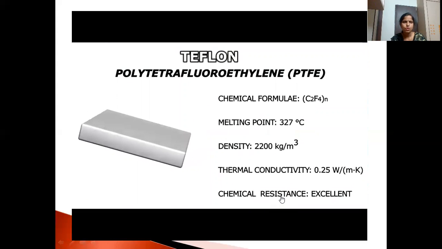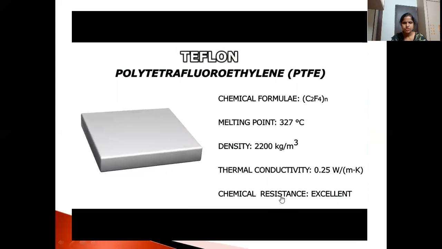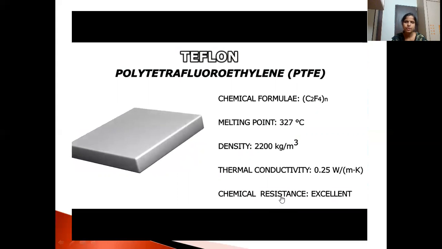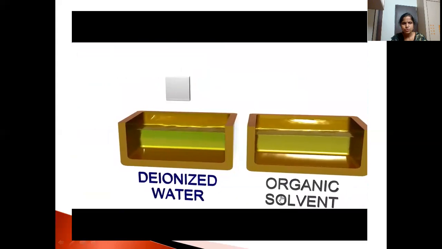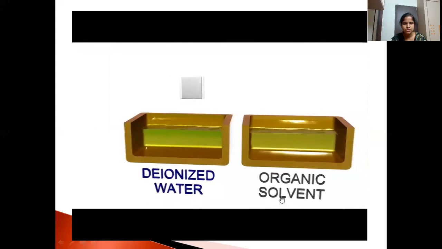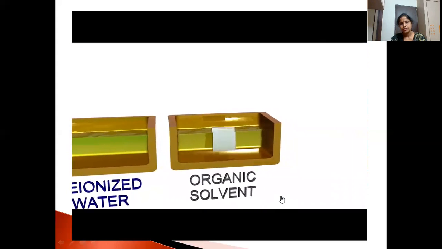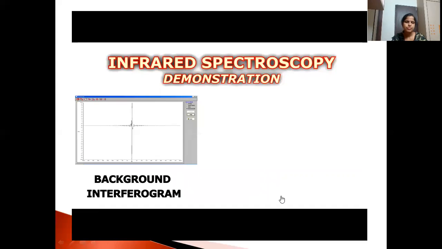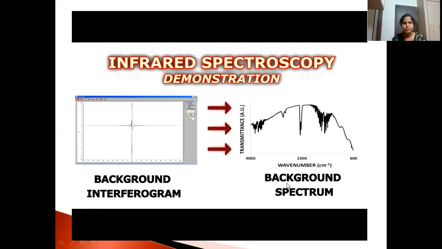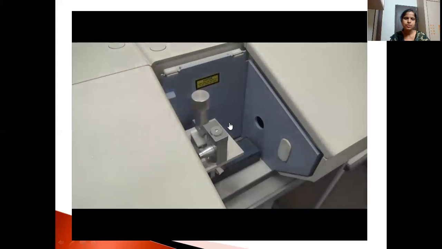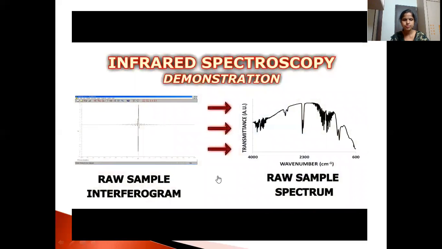Now we'll see, taking the example of Teflon, which is polytetrafluoroethylene and is chemically resistant, how to record its spectrum. First we have to clean the sample using deionized water and then organic solvents, and then first record the background interferogram. This background spectrum appears in this way, and it is due to the moisture and carbon dioxide present in the machine. Now take the sample, load it on the ATR and record the spectrum.